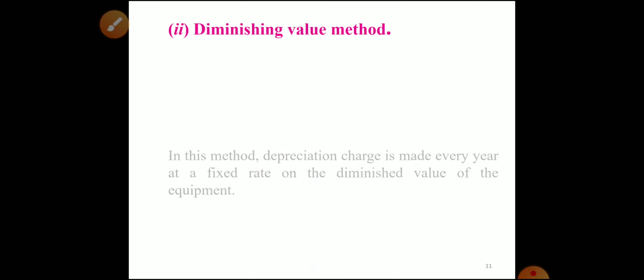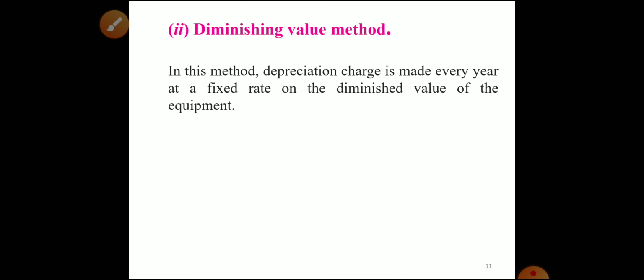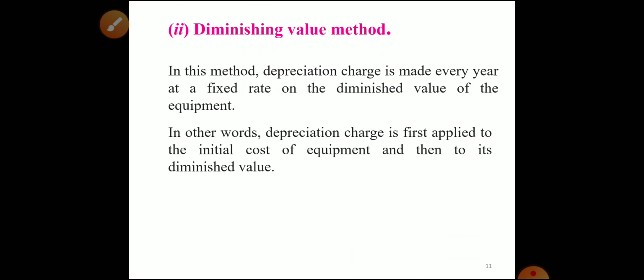Let us move to the second method, that is the diminishing value method. What is the literal meaning of diminishing? Diminishing means decreasing, meaning the value will decrease. So in this method, depreciation charge is made every year at a fixed rate on the diminished value of the equipment. In other words, depreciation charge is first applied to the initial cost of the equipment and then to its diminished value.